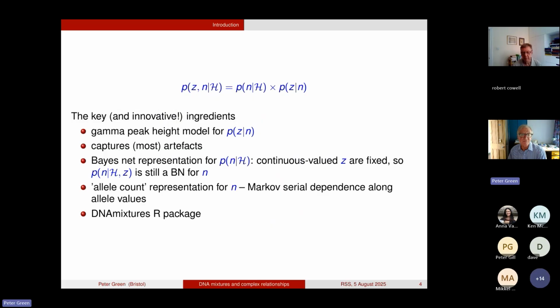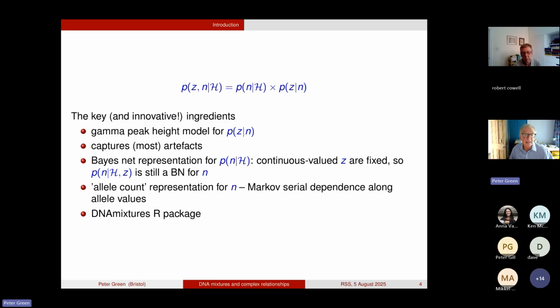Now, this is a wonderful paper to read and has many interesting features that fit together in a rather harmonious way. We have the gamma peak height model for the EPG. It's a model that captures many, perhaps most, of the important artifacts. It exploits a Bayes net representation for the genotype numbers, and crucially, because the electropherogram is fixed, even though those are, of course, continuous random variables in a model, because they are fixed, the model for the genotypes given the electropherograms is still a discrete graphical model, and it's still a Bayes net, and that's crucial for the computation.